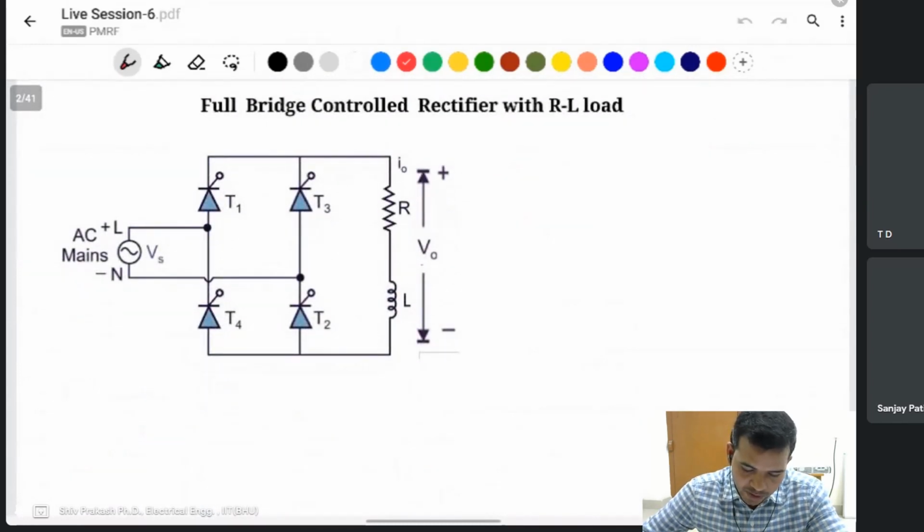I have taken a full bridge controlled rectifier with RL load. First of all, you should know about the RL load, what is the current waveform in RL load and what is the current expression in RL load circuit.